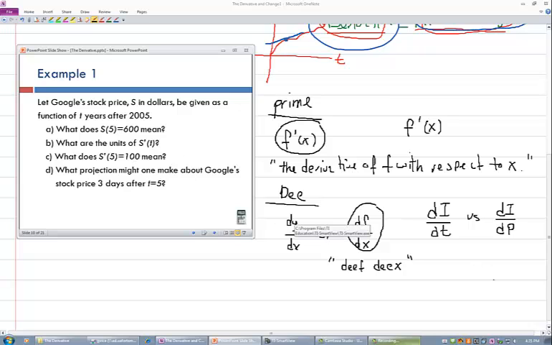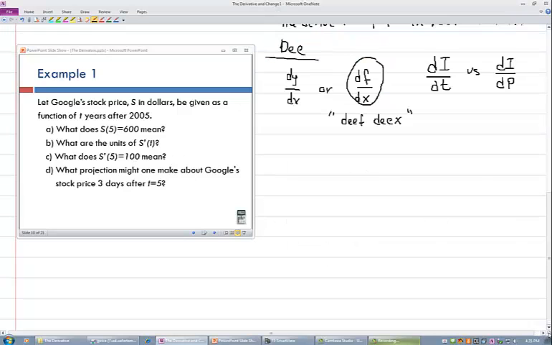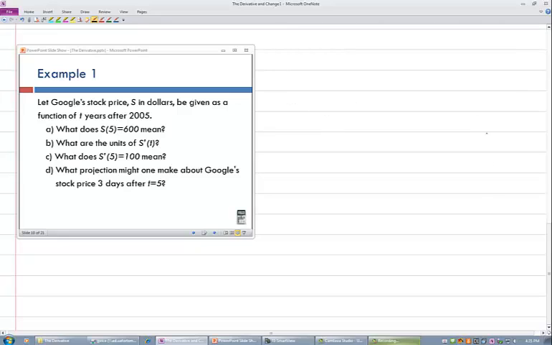Example 1 says basically, let's look at Google's stock price, S in dollars, given as a function of t years after 2005. And what does S(5) = 600 mean? So this is actually from exam 1. And so S(5) = 600. Remember, this is functional notation. And so the 5 is the input, and the 600 is the output.